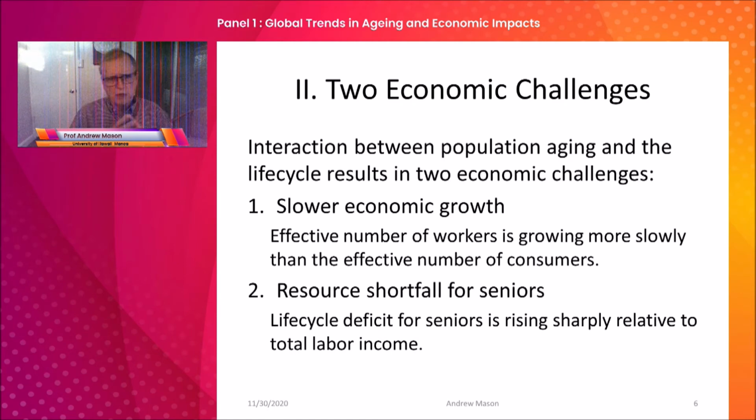So these national transfer account data interact with population aging to produce 2 broad economic challenges that I want to talk about today. One is slower economic growth. So the effective number of workers, which I'll define in a minute, is growing more slowly than the effective number of consumers. So why do I say effective number?